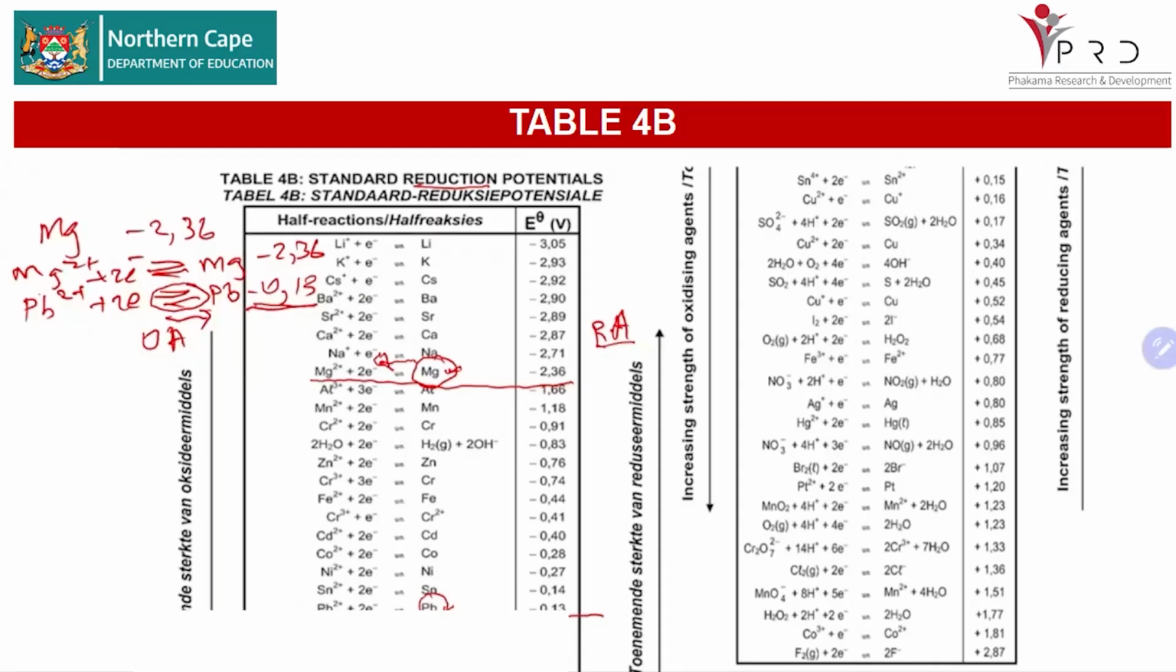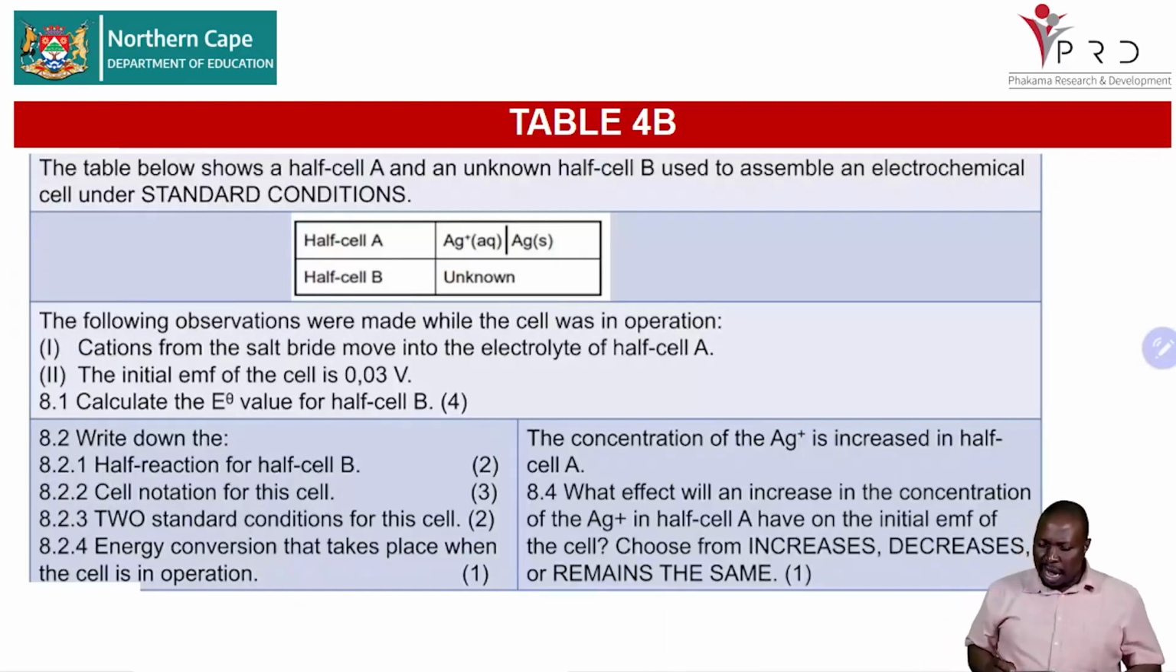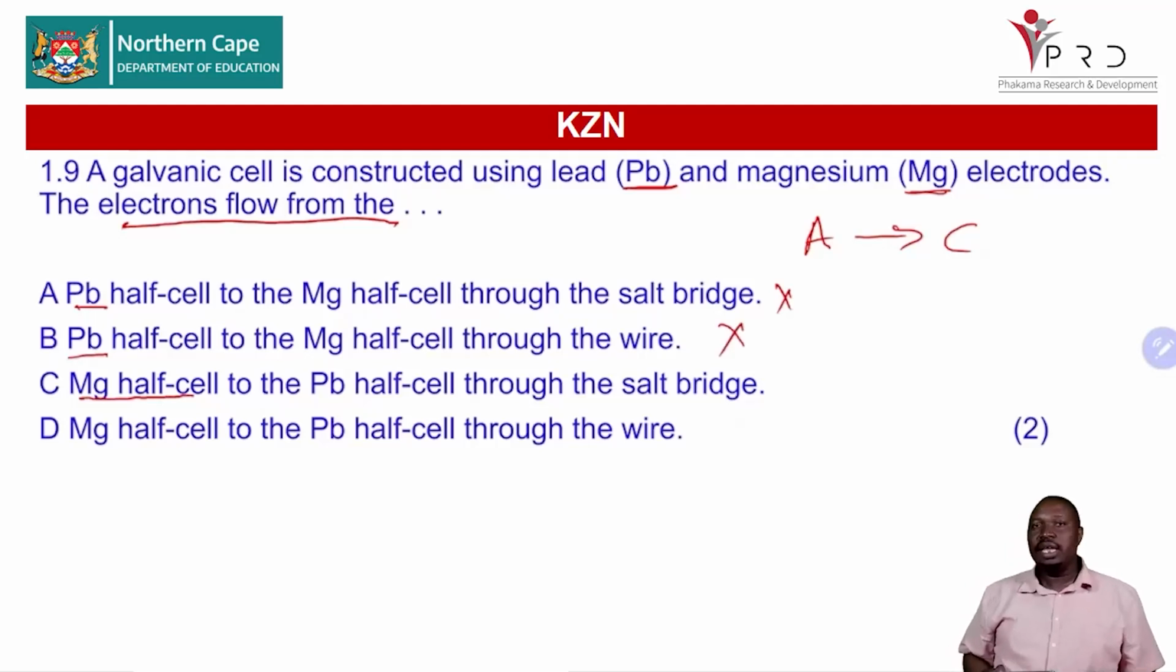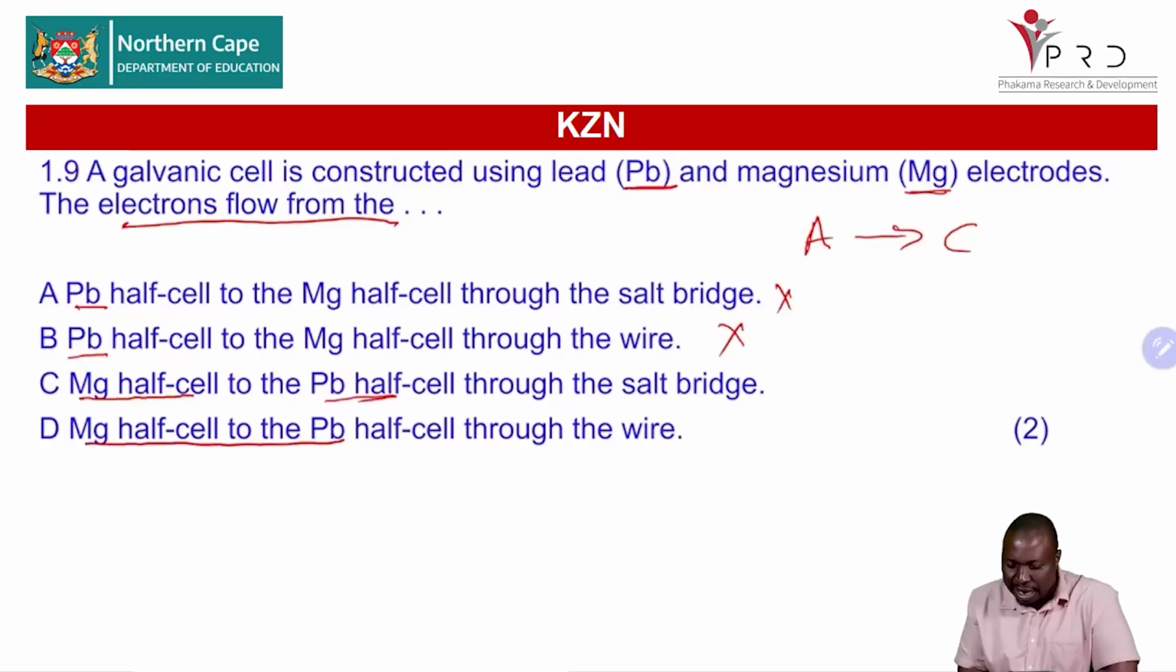So we go back to our equation, which now we know that, okay, number C says magnesium half cell, the electrons flow from the Pb, lead, so these two are wrong, because lead is not the stronger reducing agent, so it's not the one that will lose electrons. But magnesium half cell to the lead half cell, so we're agreeing that the electrons will flow from magnesium half cell to lead half cell. So we're agreeing on that one.